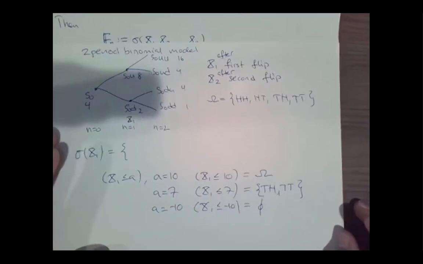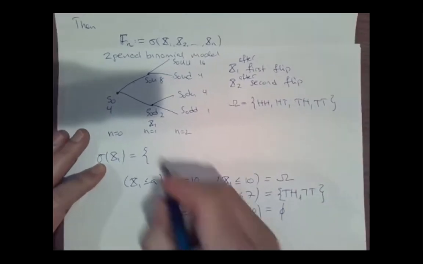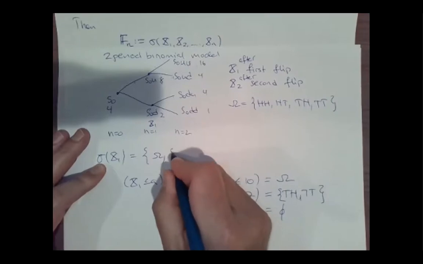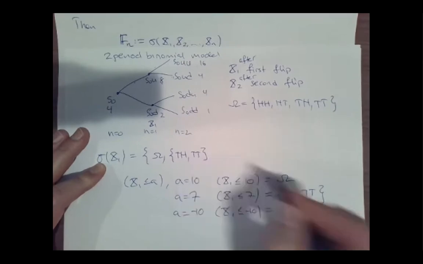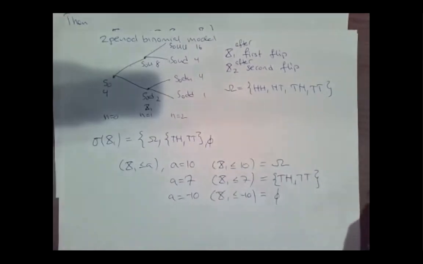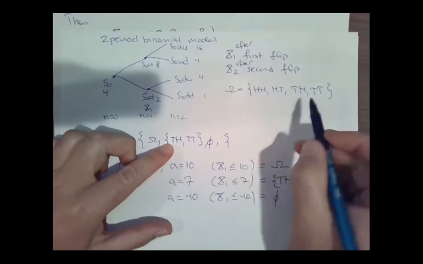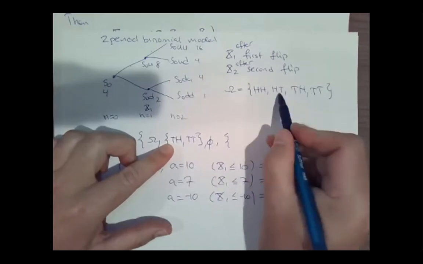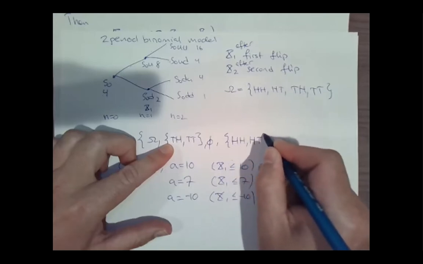Okay, so what's my small sigma now? I need to have these sets in there. Okay, so I'll put in omega. I'll put in TH, and I'll put in TT. I'll put in the empty set. What else should I put in there? Well, it has to be a sigma algebra. The complement of the TH and TT. Very good. So we look at the complement. That's going to be something over here in H, H, H, T.